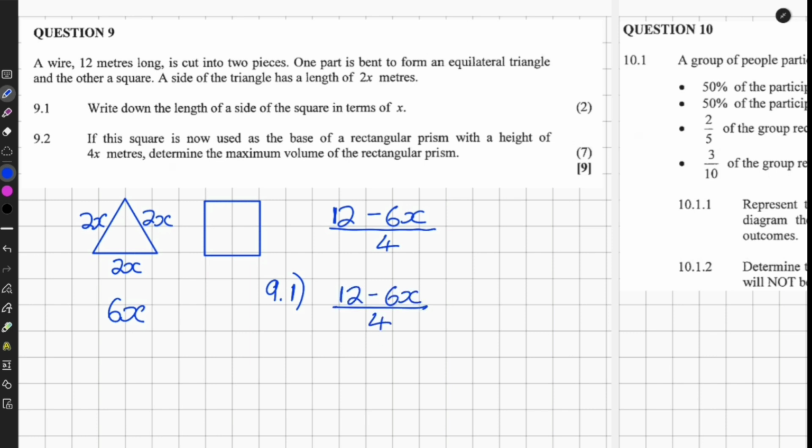Now, question 9.2. If the square is now used as the base of a rectangular prism with a height of 4x meters, determine the maximum volume of this rectangular prism. I don't know who's bored enough to think of these questions. Wow, they get creative. But this one doesn't seem too difficult. So let's just go and try our best to draw a 3D shape and then see what is going on here.